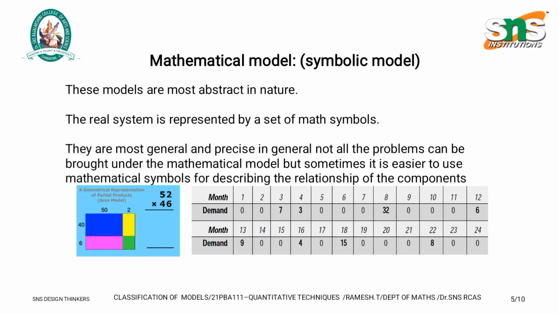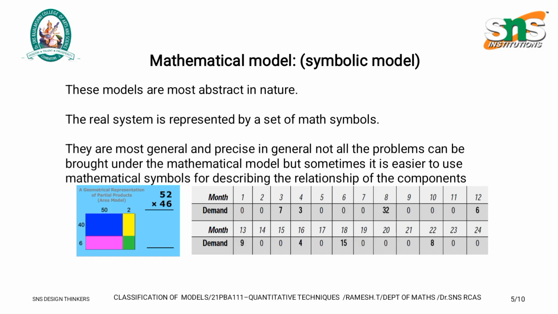The next one is the mathematical model. These models are the most abstract in nature. The real system is represented by a set of math symbols. They are most general and precise. In general, not all problems can be brought under a mathematical model, but sometimes it is easier to use mathematical symbols for describing the relationship of the components.